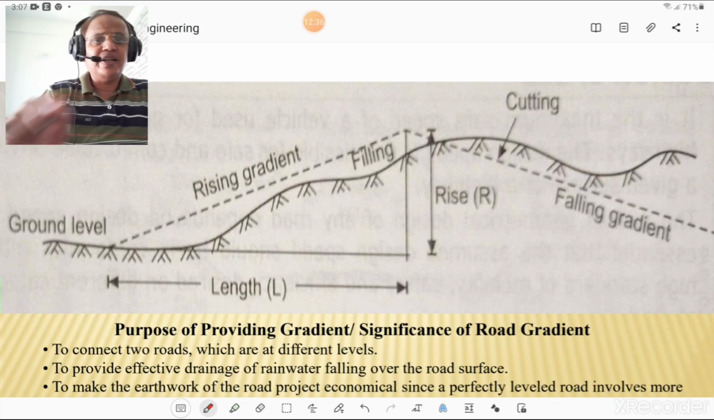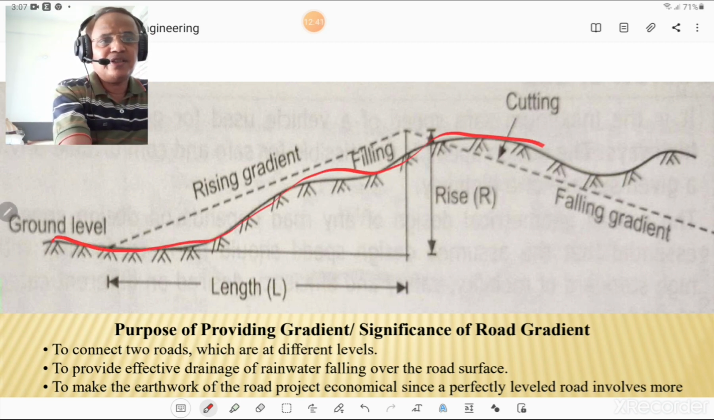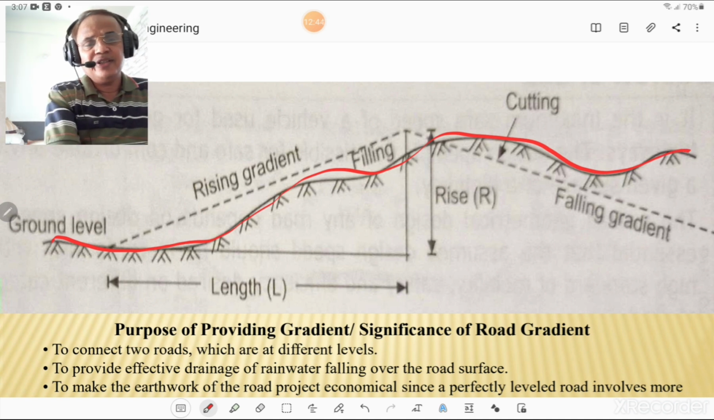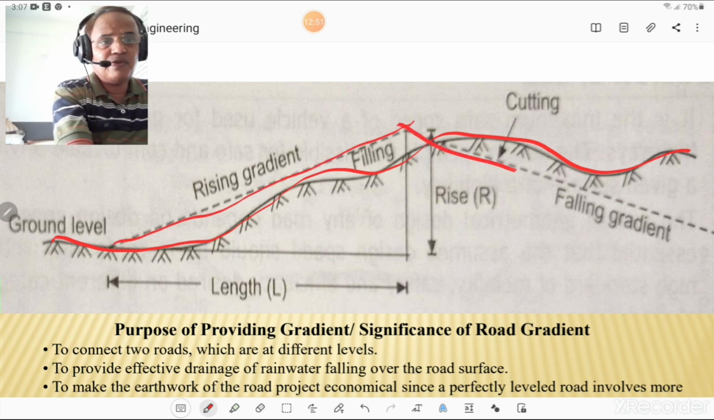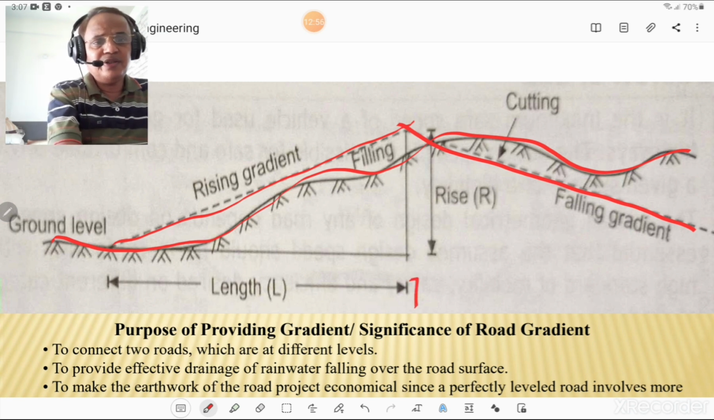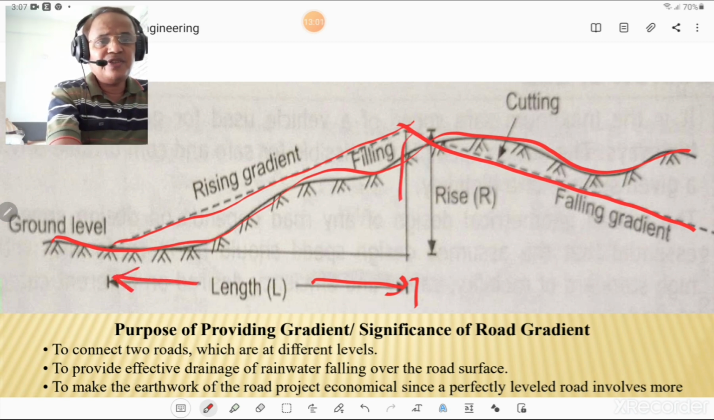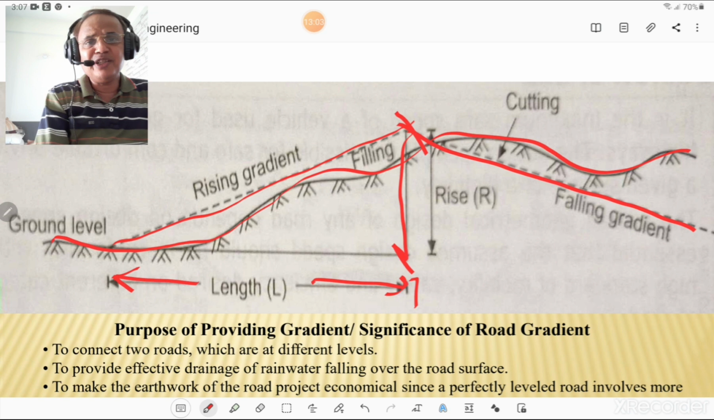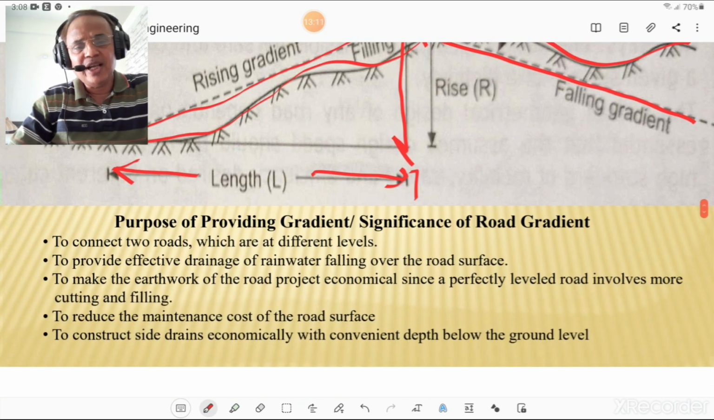Please look at this figure. If this is the ground in such a fashion, we have to provide the road in such a fashion that this is the rising gradient and this is the falling gradient. For the rising gradient, the length is this one and the rise is this one, so rise divided by length multiplied by 100 gives you the gradient. It is so simple. For cutting, such a formula should be applied.